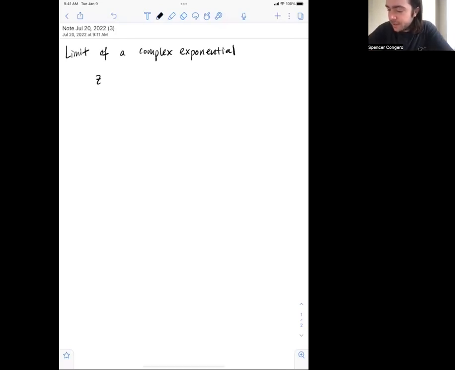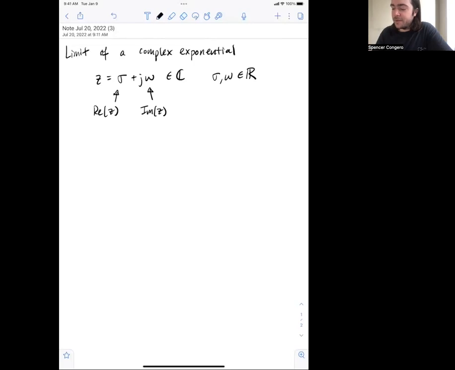So first, let me just write out a complex number z, and I'm going to use these symbols, which are going to play a role in the future topic of Laplace transforms. I'm just going to write z as sigma, which is the real part of z, plus j times omega, which is the imaginary part of z. And so z is a complex number, an element of the set of complex numbers, and sigma and omega are real numbers. So that's just a plain old complex number z, and I'm just denoting the real and imaginary parts by these symbols because, like I said, we're going to use that in future videos.